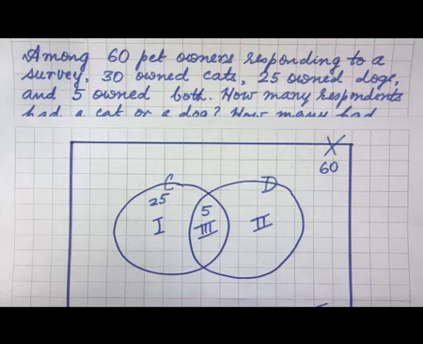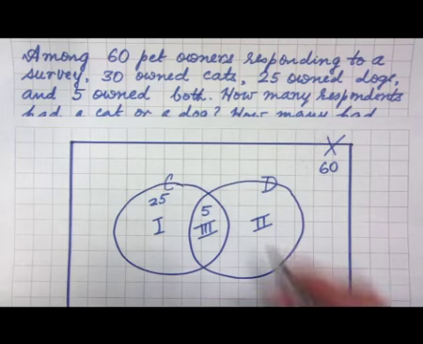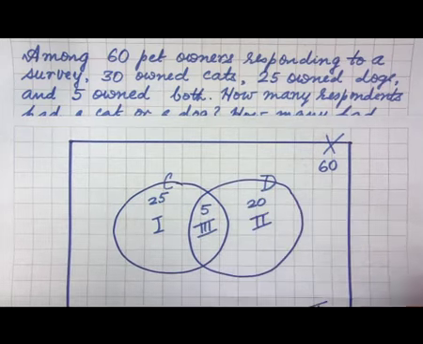Similarly, I have 25 dog owners. So 2 and 3 is 25. And therefore, I could put in 20 in this region 2.